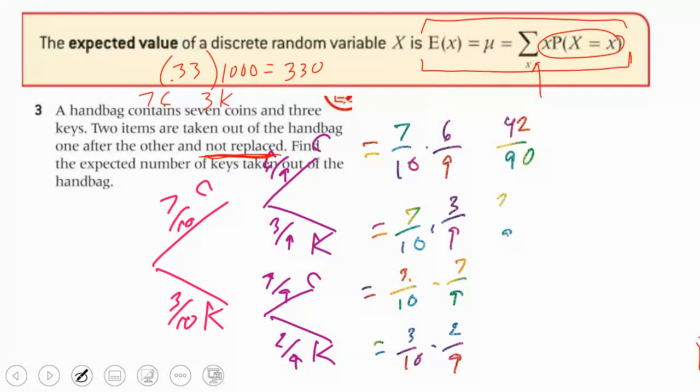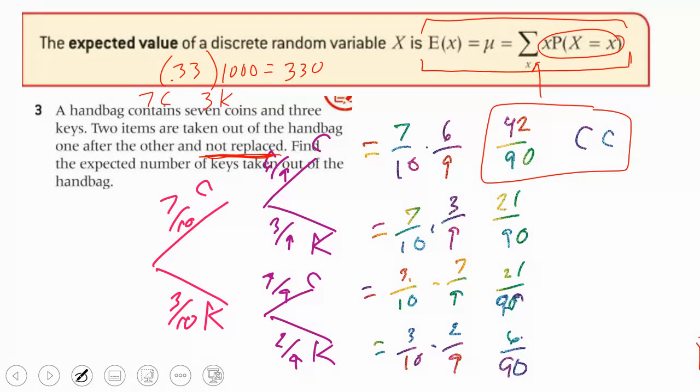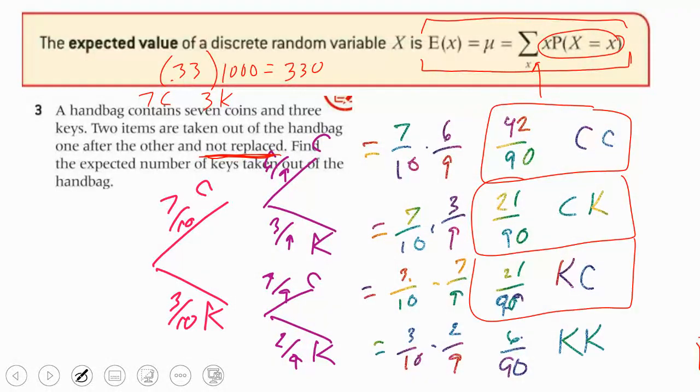Well, I'm going to multiply these out first. When I multiply those out, if I'm going to get 2 coins, my probability is 42 out of 90. If I'm going to get a coin followed by a key, it's 21 out of 90. A key followed by a coin is also 21 out of 90. And then 2 keys is 6 out of 90.